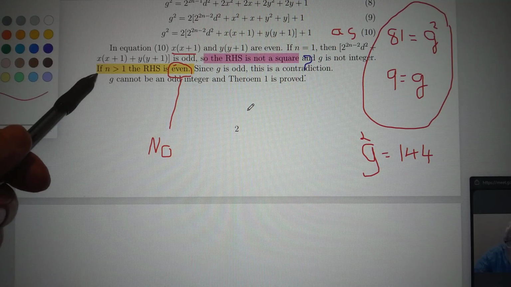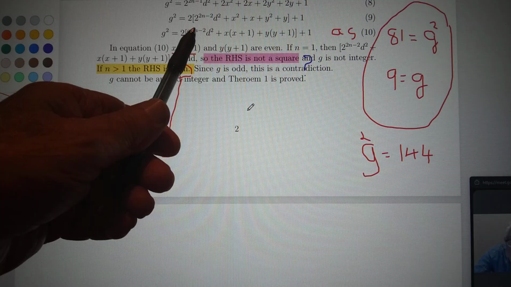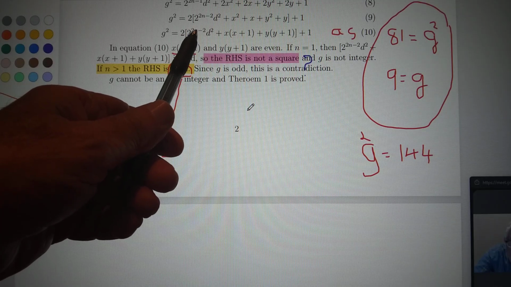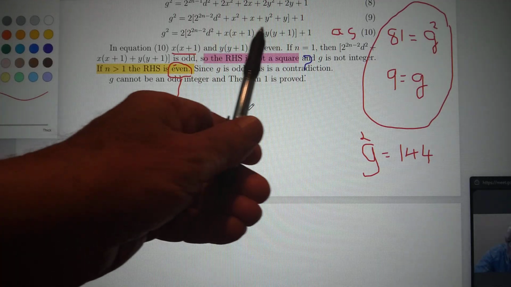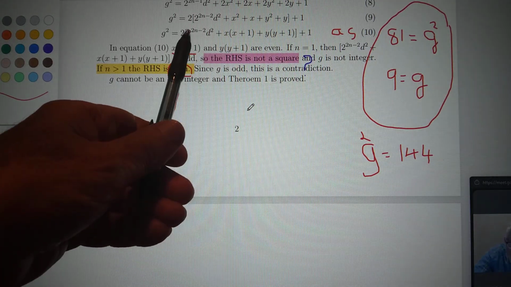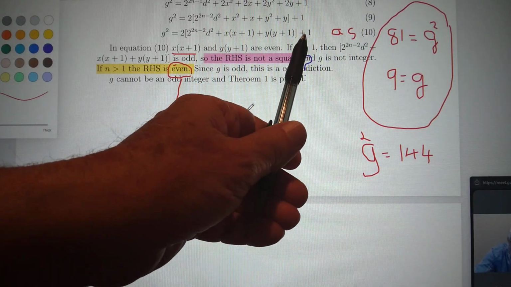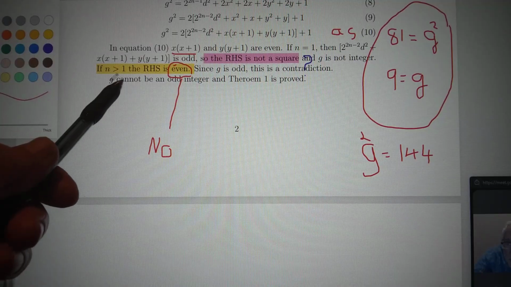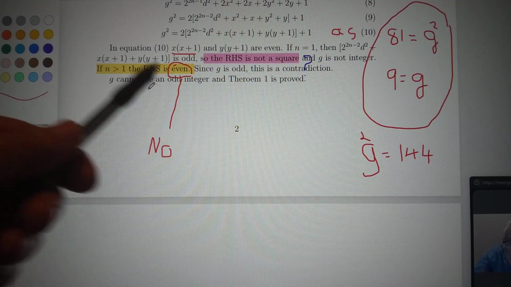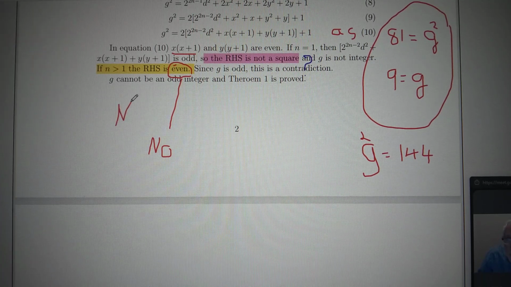Here you are telling if n is greater than, please, this n greater than or equal to 1, or greater than, this will give you an integer. Times 2 becomes even, plus 1 is odd. That means we do not have this. If n is greater than, the right hand side is even. This is another mistake. This is mistake number 2.